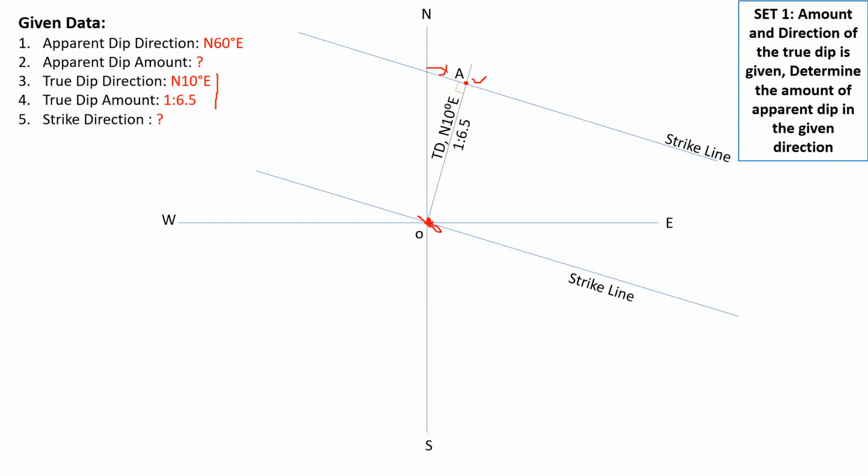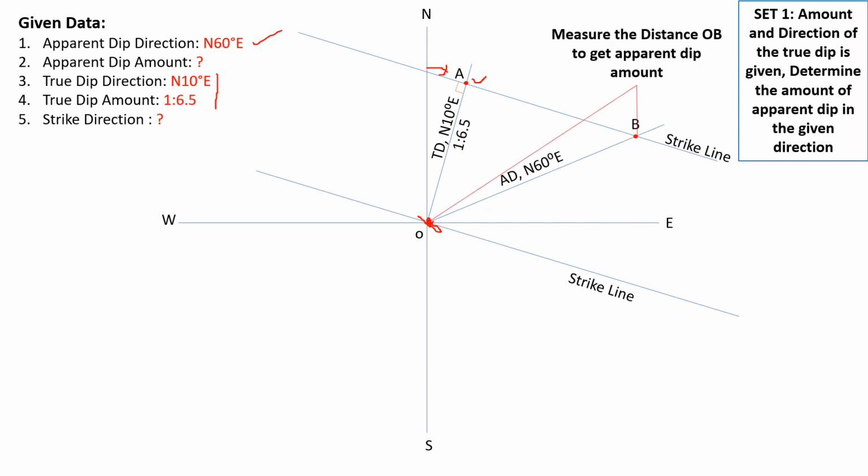Now let us plot the apparent dip direction as well, that is north 60 degrees east. I plotted it. Now I'll extend this line such that it will cut my strike line, and wherever there is a point of intersection, I'll mark that point and name it as B. Now if I measure the distance OB, I'll get the apparent dip amount. And if I measure the angles from north to west as well as south to east, I'll get the strike direction as well.